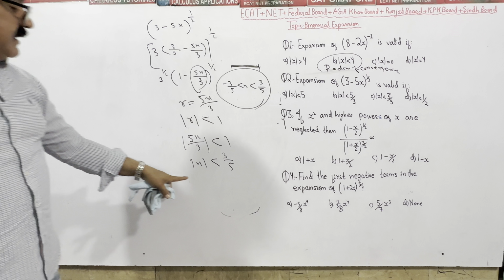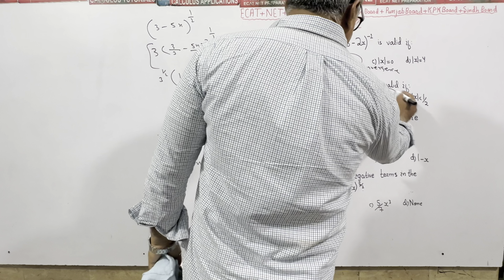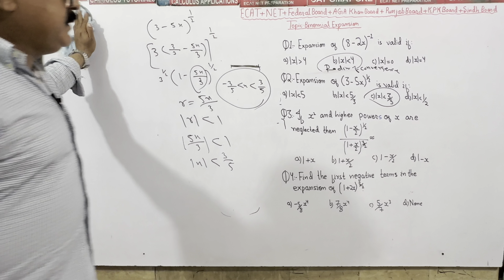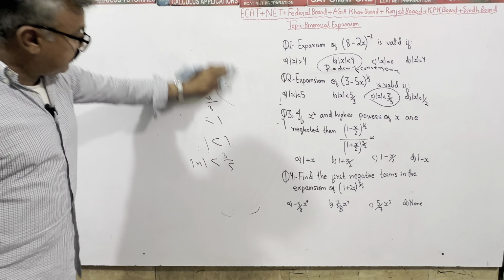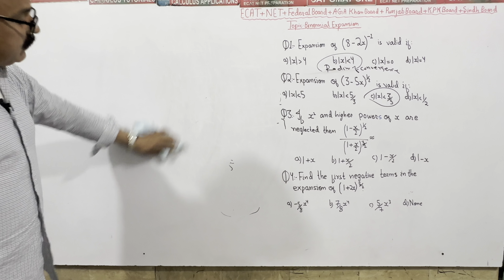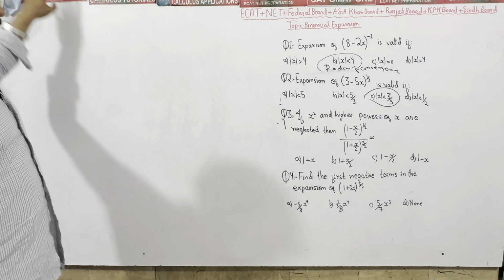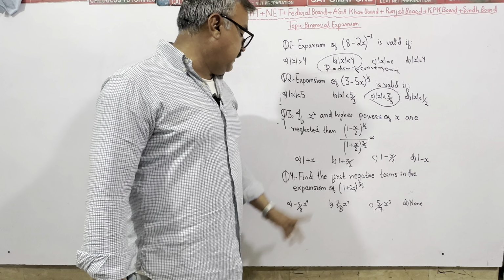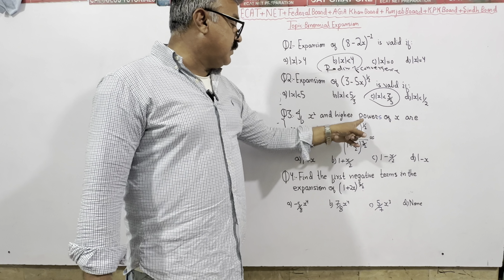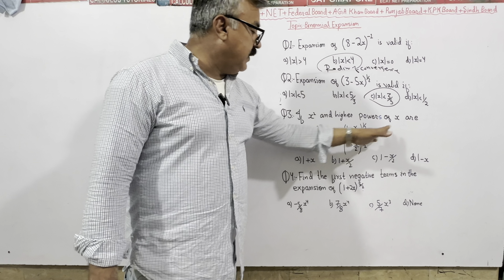So it is convergent or valid when mod x is less than 3 over 5, option number C in that case. Moving to question number 3, another elegant question, most frequently asked in the examinations at good levels. If x square and higher powers of x are neglected, then (1 minus x over 2) raised to 1 over 2, divided by (1 plus x over 2) raised to 3 over 2 is equal to what?